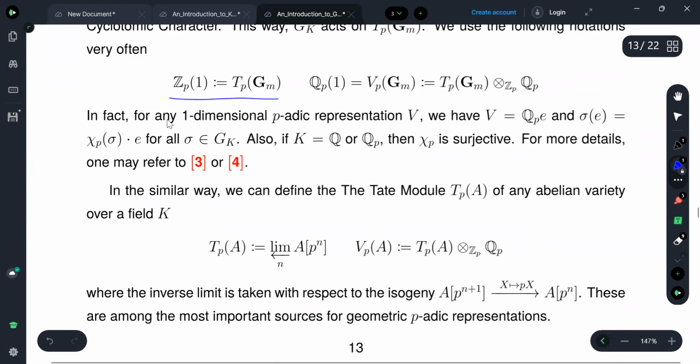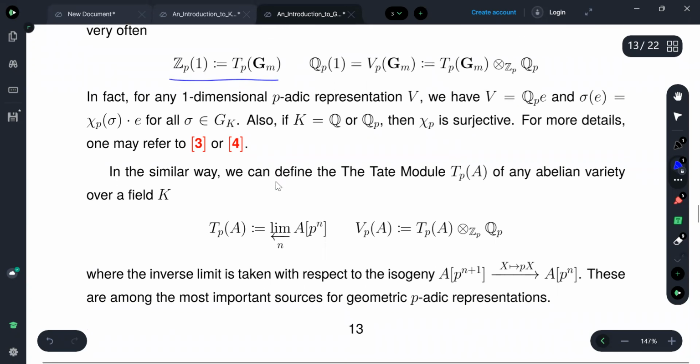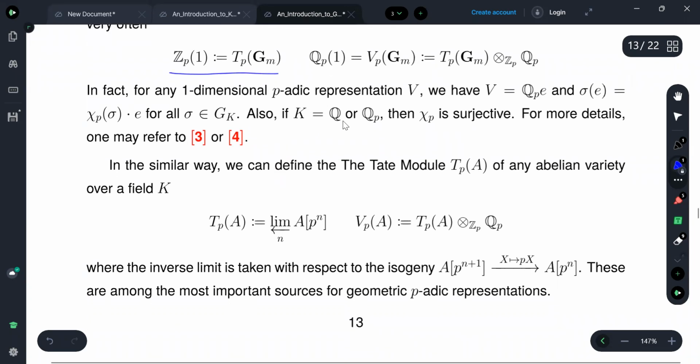And in fact, one can show that if you take any one-dimensional p-adic representation V, then V equals Q_p times e, where e is a generator of V as a Q_p vector space. Then one can show that sigma of e is equal to chi p of sigma times e for all sigma inside G_K. So this p-adic cyclotomic character determines all one-dimensional p-adic representations of G_K. And also, if K is Q or Q_p, then chi p is surjective.